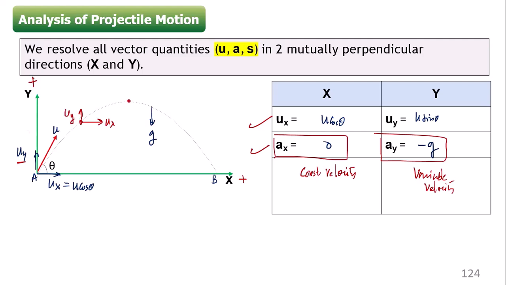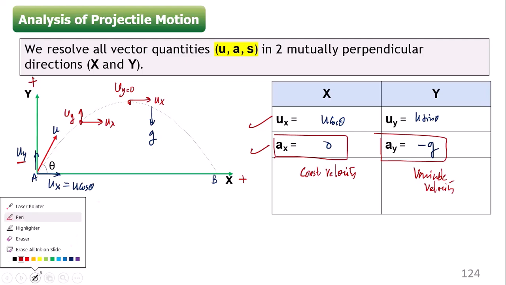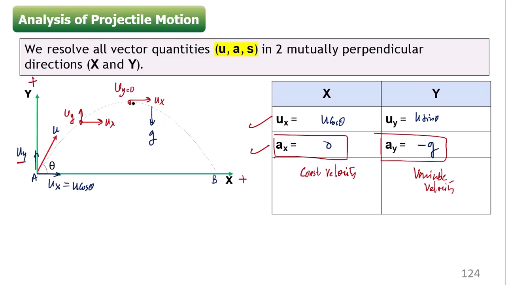And this is the maximum point where vy will be 0, only ux will be there. Here the y component will be 0 because I know that once I throw a particle, it will reach a maximum height, and at that maximum height, the vertical velocity is equal to 0. Similarly, the particle moves from the maximum point to the second point, traveling from this point to this point on the right hand side.